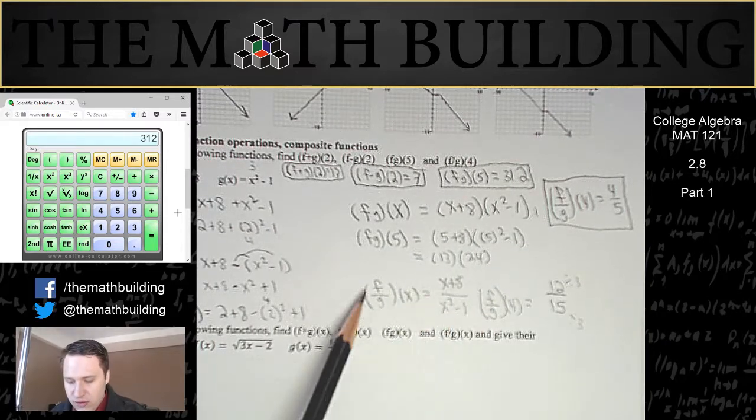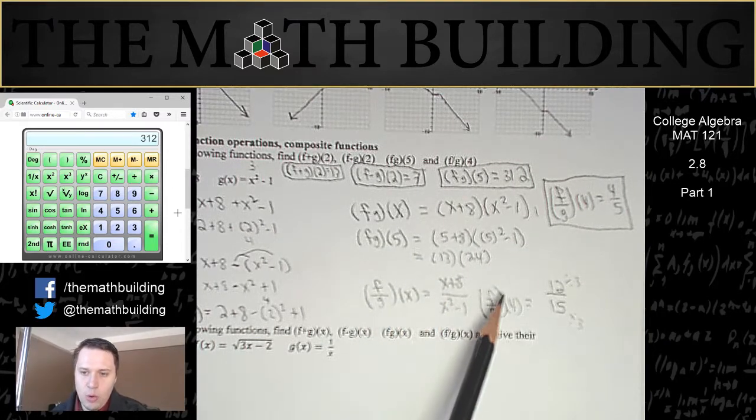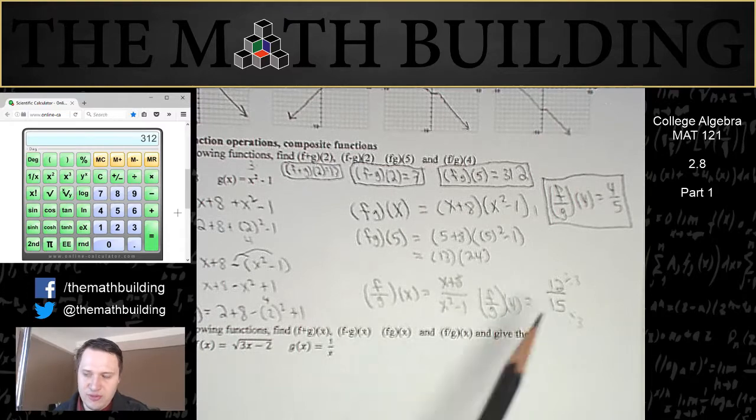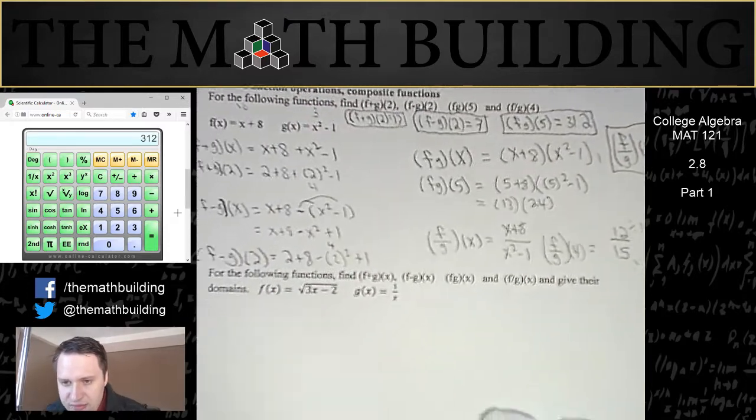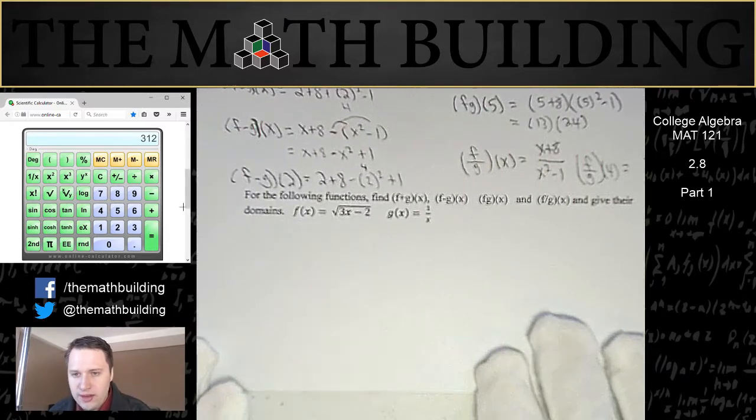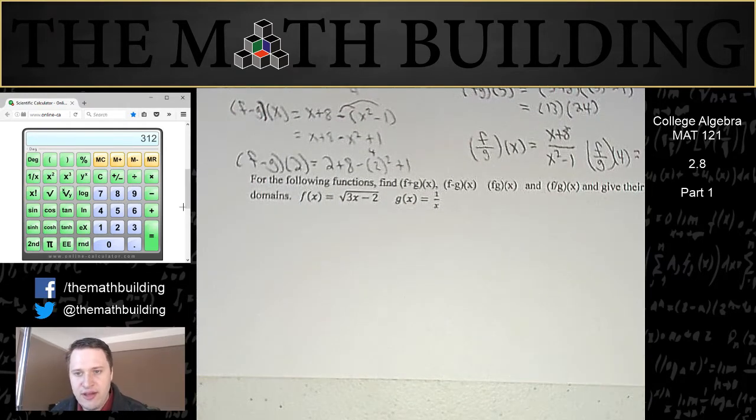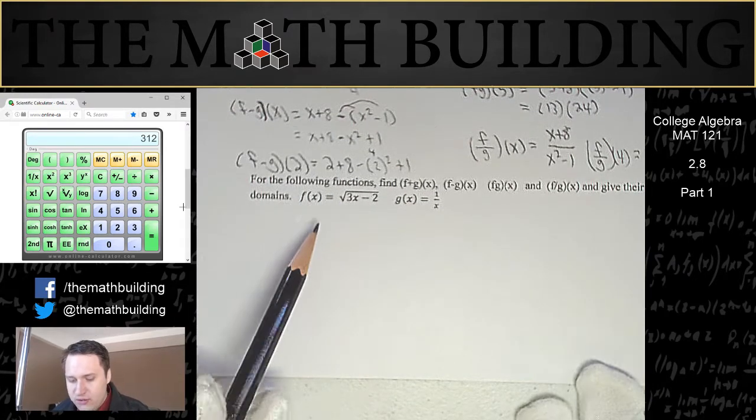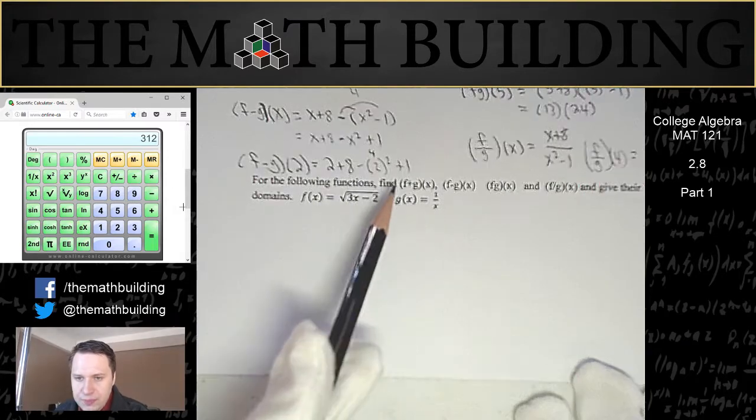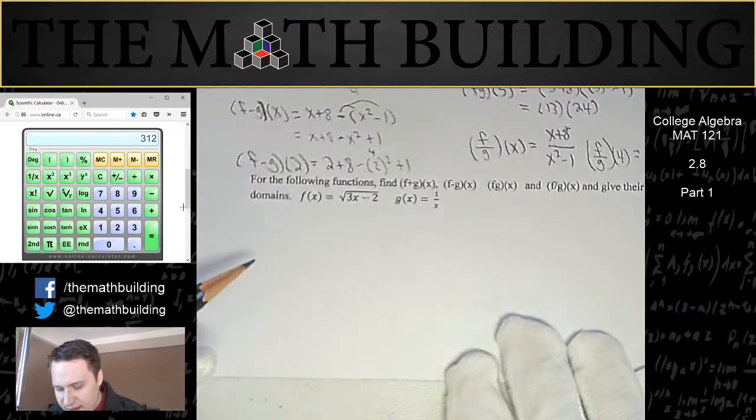So this is the function for all numbers, or we can plug in a specific number to get a specific output. I think I have enough time to finish this problem. I'm going to go through it a little bit quicker. Let's write out what these functions are and then find their domains in the next part. So I've got a new f, a new g. Let's find f plus g of x.